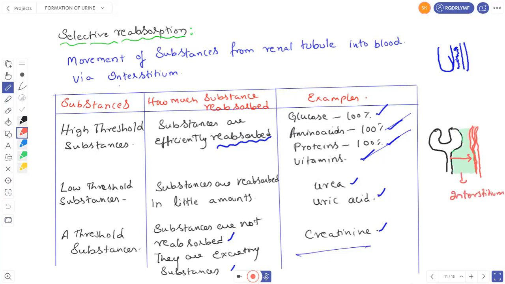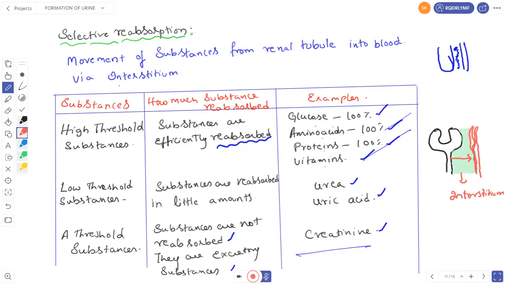So what are the substances that are moving from renal tubule into the blood through interstitium? First one is high threshold substances. High threshold substances means these are the essential substances. They are 100% reabsorbed. See the examples: glucose, amino acids, proteins, and vitamins. All these substances, when they are filtered and enter into the lumen of Bowman's capsule, again they are reabsorbed back into the blood.